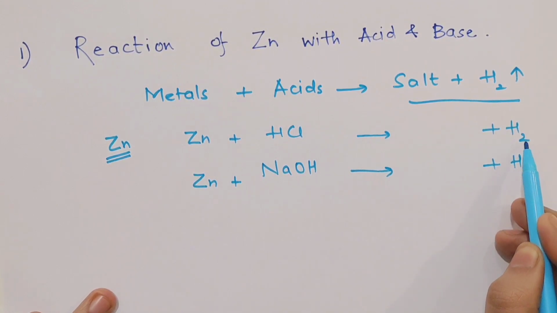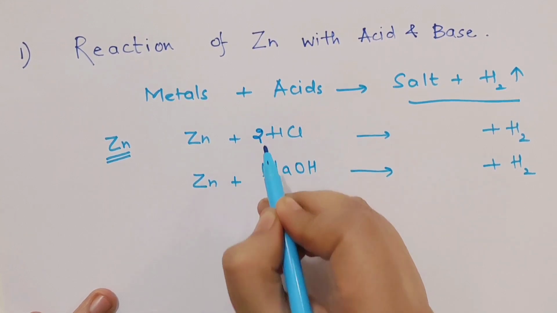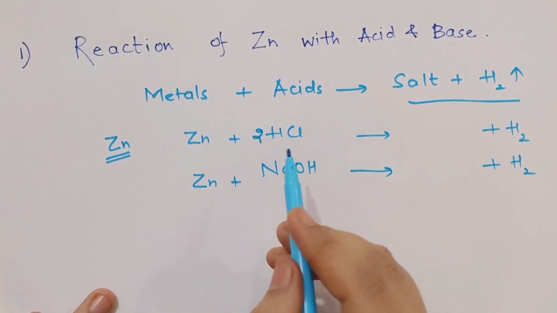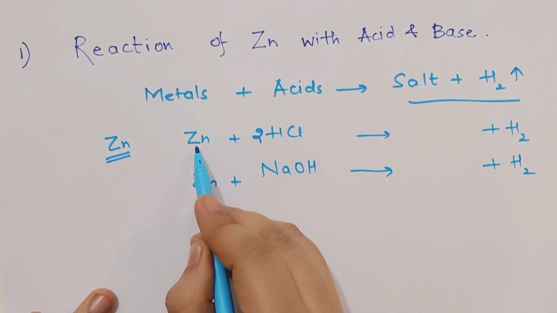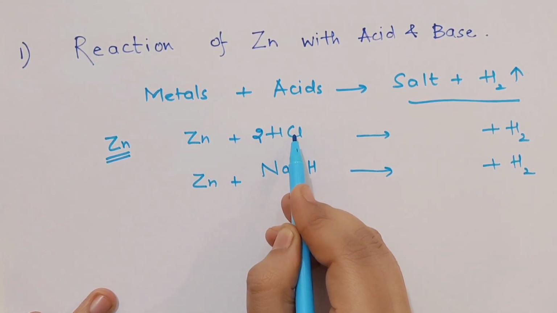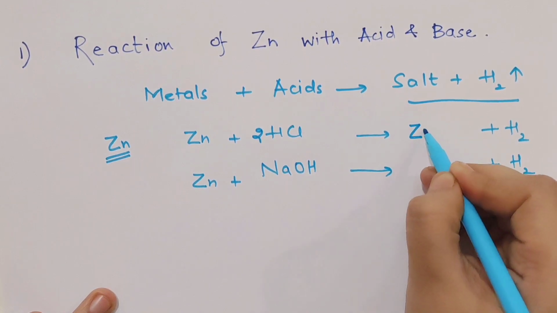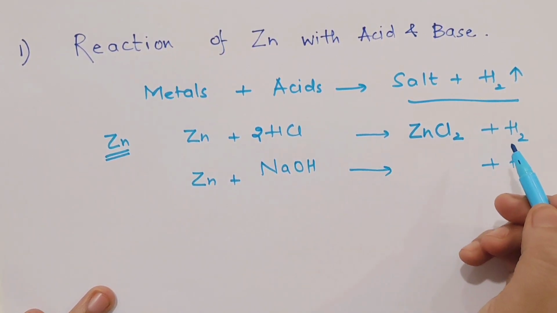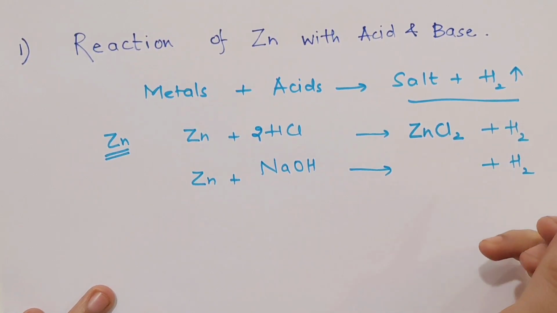Now you can see that there are 2 hydrogens here. If there are 2 hydrogens here, we need to put a 2 here to balance the number of hydrogens. Now, what are we left with? We are left with 1 zinc and 2 chlorine atoms. So let's write the formula in this way, 1 zinc and 2 chlorine atoms. This is the logic behind writing the formula of any compound.